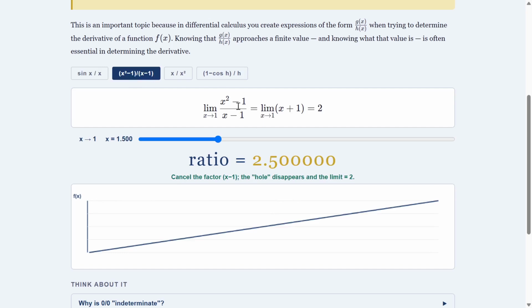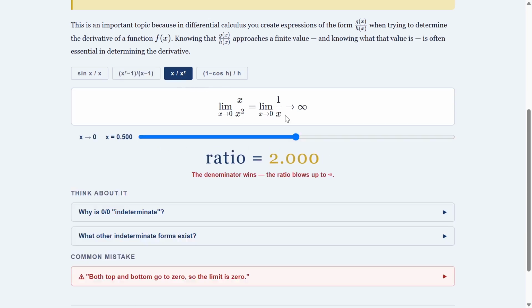Let's look at x squared minus 1 over x minus 1 as x tends to 1. As x tends to 1, both the top and the bottom, the numerator and the denominator, are getting closer to 0. But the value of their ratio is getting closer to 2. For x squared over x, if we make x get closer to 0, we say the value of the ratio is getting bigger and bigger.